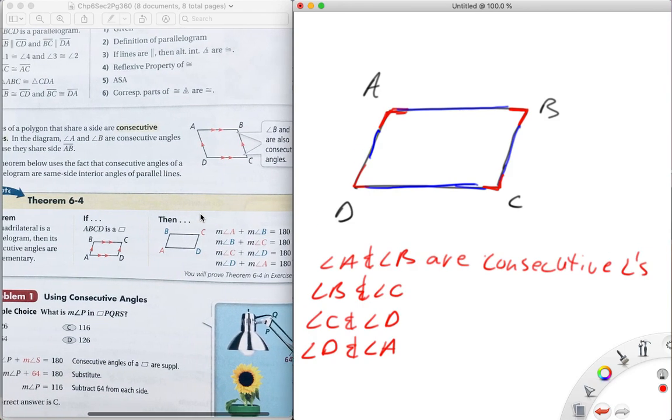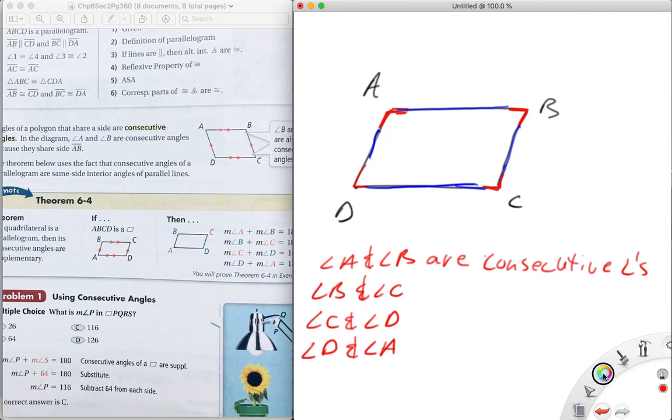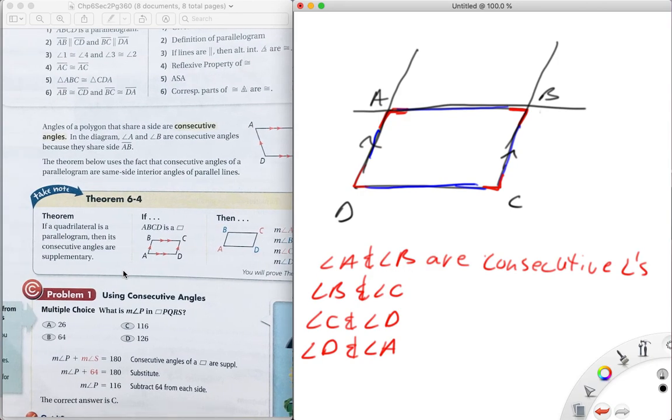Okay, and there's a rule associated with that. Since these are parallel, we can almost treat this like a transversal situation. This would be my transversal, and this would be my parallel line. So here you have our A and our B. These are consecutive, but they're also consecutive interior angles because these lines are parallel. If they're consecutive interior, from chapter 3 we know that they are supplementary. So consecutive angles in a parallelogram are supplementary. That's Theorem 6.4.